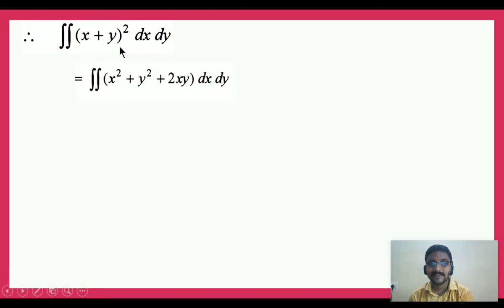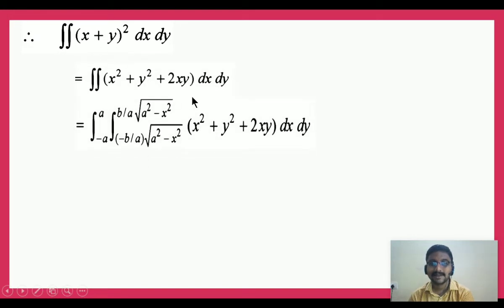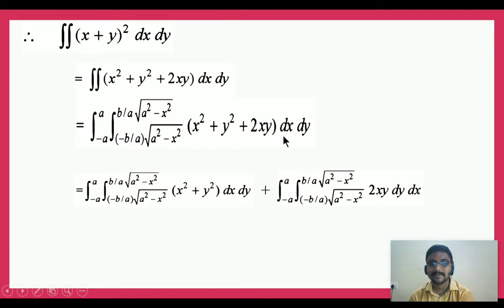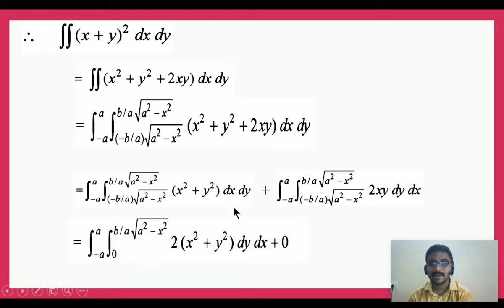First, we have to split the (x plus y) whole square. Using the limits, first we integrate with respect to y and then x, because the y limits are variable limits. We split the integration: x square plus y square is taken as one term, and 2xy is taken as another term. While integrating with respect to y, we keep x as constant.